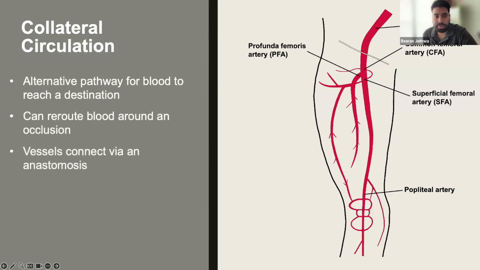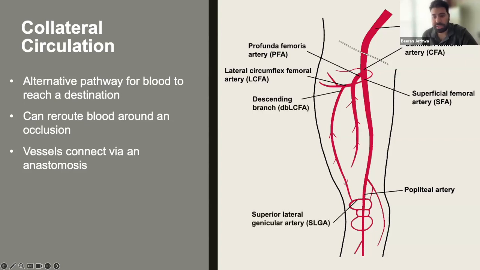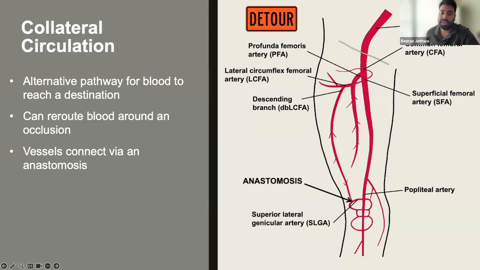This can be seen in the lower limb. So anastomosis will occur here, and this can be seen in the lower limb: instead of going through the superficial femoral artery, blood will go down the profunda femoris artery to the lateral circumflex femoral artery. A branch of this is the descending branch, which travels down the lateral aspect of the thigh and connects to the superior lateral genicular artery, which is a branch of the popliteal artery. And this is anastomosis, and this is what is conventionally described by anatomical texts. This is the primary collateral pathway for blood from the proximal portion of the lower limb to reach the knee and beyond.